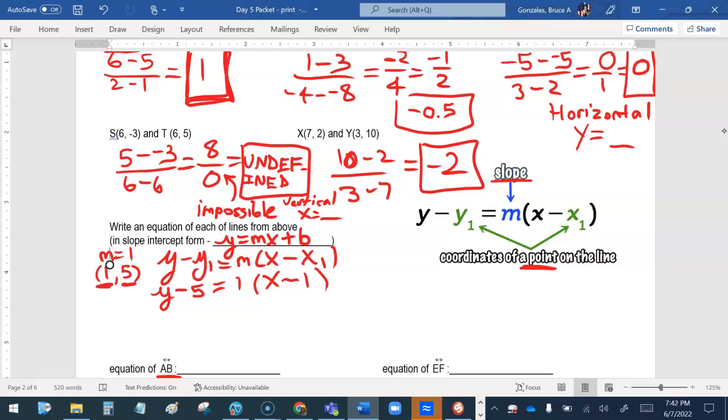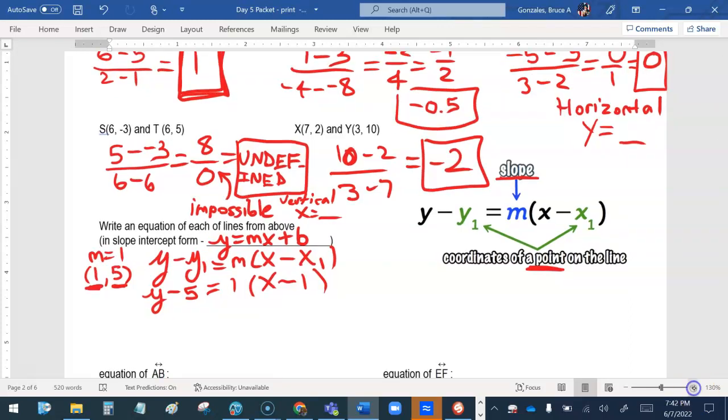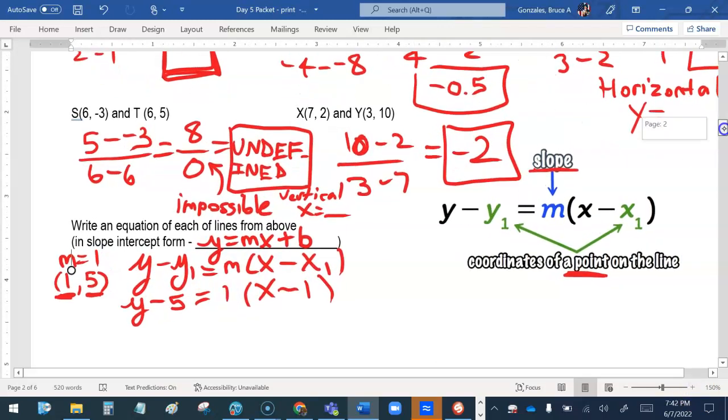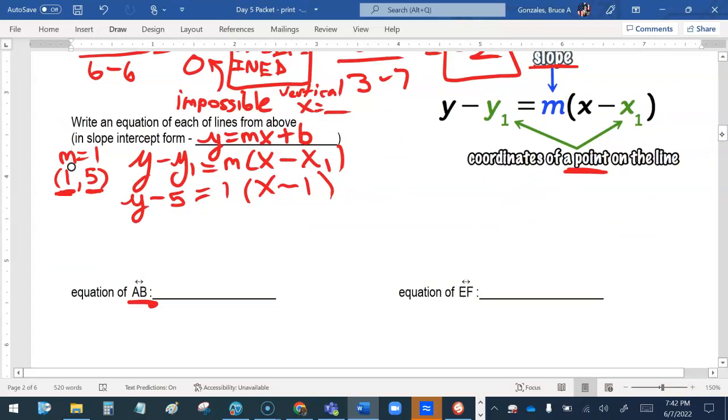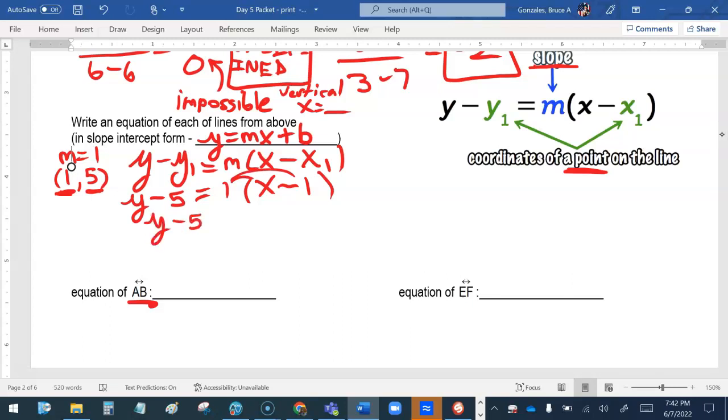So when you plug stuff into the point slope formula like this, now all we've got to do is distribute this 1. When you distribute a 1, it stays the same. So y minus 5 equals x minus 1. My last step to solve for y is to get rid of this loner, minus 5, by doing the opposite: plus 5, plus 5. So I get y equals x, and then negative 1 plus 5 is 4. That's it.